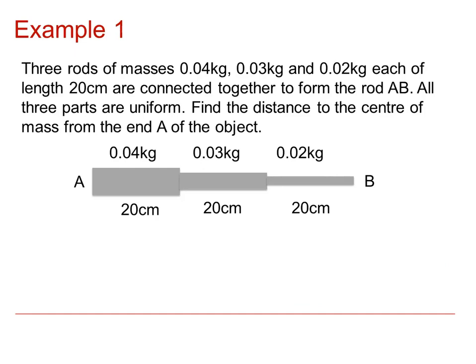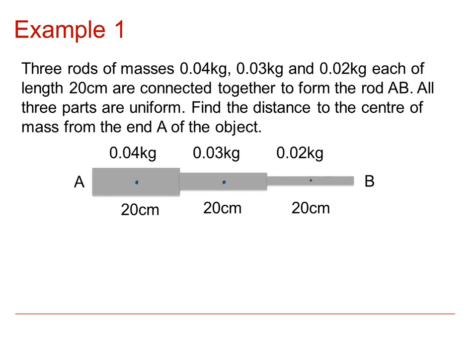Let's consider that idea then for a particular example. Here we've got rods of mass 0.04, 0.03 and 0.02 kilograms respectively, and each of them is 20 centimeters long. So for each of these individual rods, we can say that the center of mass is going to be at these mid positions of the rods. Therefore, the distances involved are going to be 10 centimeters for the first one, 30 for the second one, and 50 for the third one.